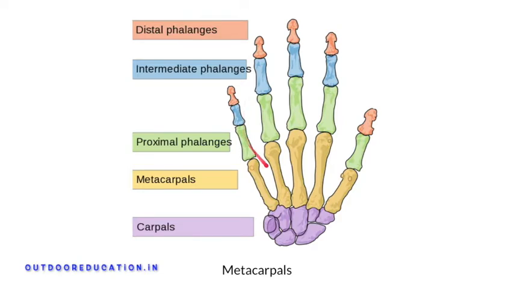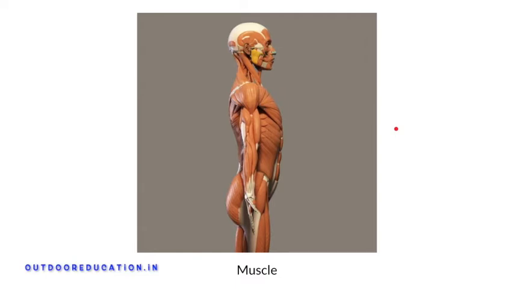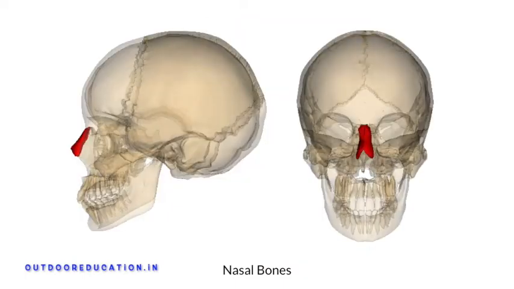Metacarpals, the yellow one on your screen, are the hand bones. Metatarsals, the green one on the screen, are the foot bones. Muscles, we all have them, and so many of them in our body. These are the tissues that can contract to allow movement of a body part. With muscle, we also have the musculoskeletal system, which is a combination of muscles and skeleton, soft tissue and hard tissue, which gives us shape, support and protection, and allows movement in our body.